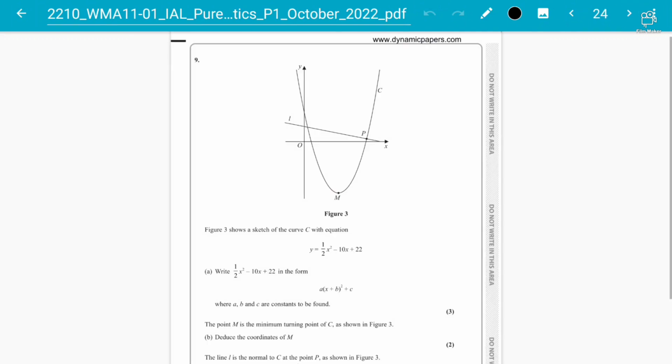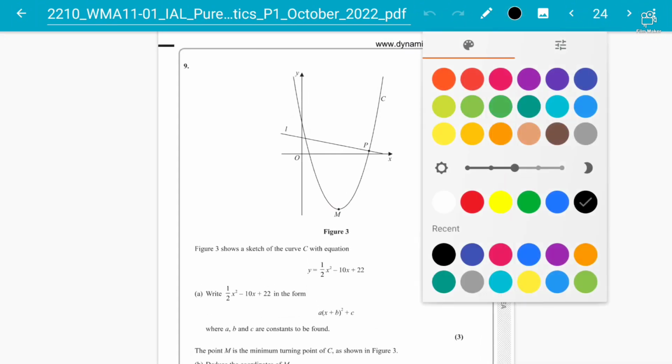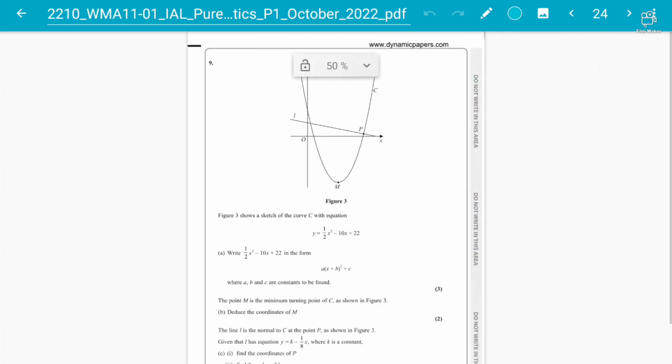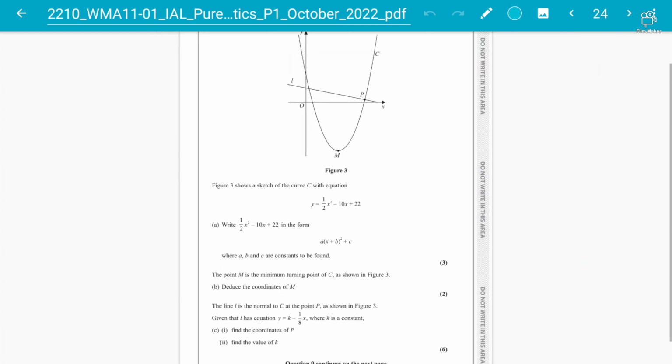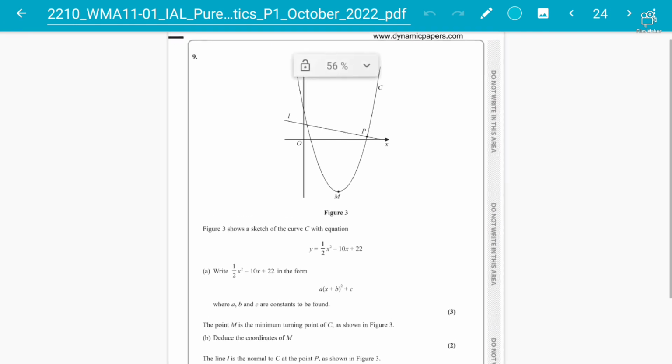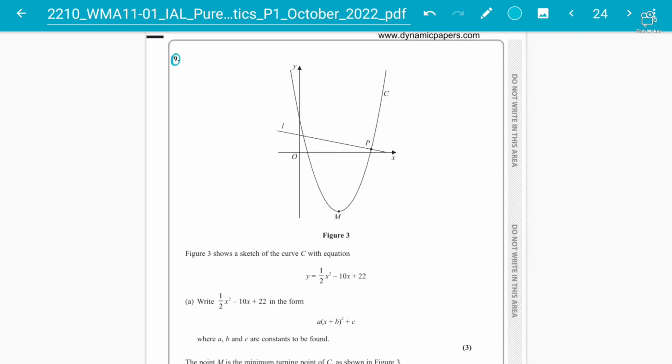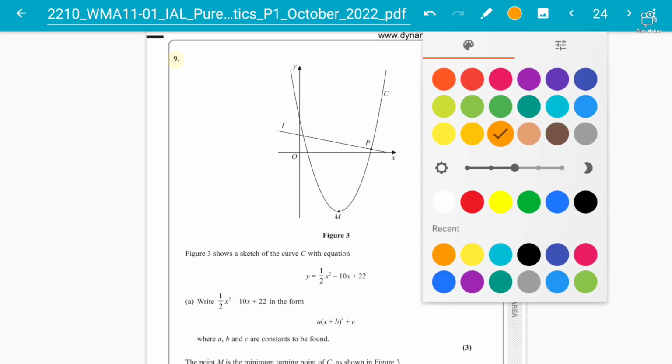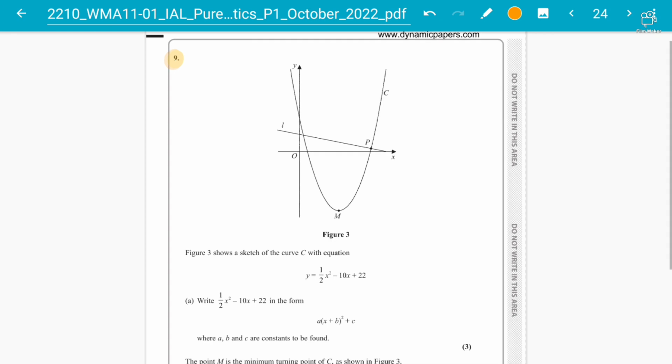The last question of this recent October 22 exam is basically on completing the square, inequalities, and some differentiation involved in this question as well. Okay, so question number 9 is also a mixture, and it's a quite tricky question as well. Some parts are tricky and some parts are easy as well. Okay, so let's get started with question number 9, students.